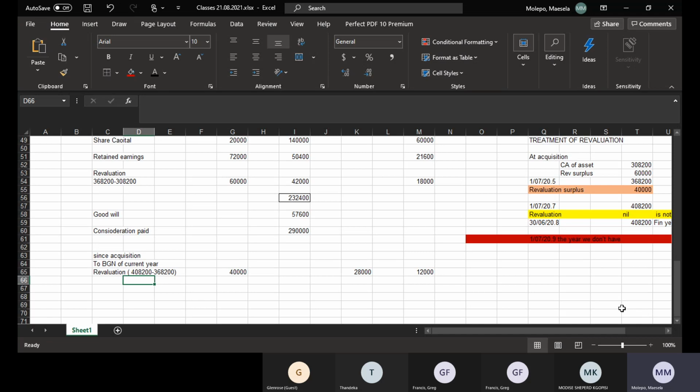So by doing that, we are forced to show our since acquisition up to the end of the year, because we are forced by the situation of the retained earnings. They didn't give us the retained earnings at the beginning. Instead, the retained earnings is sitting at the end. So it means our since acquisition now must change. Instead of to the beginning of the current year, now it must be to the end of current year, due to the retained earnings balance not given at the beginning of the year. I don't know if I make sense there.